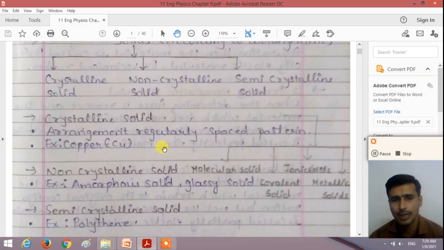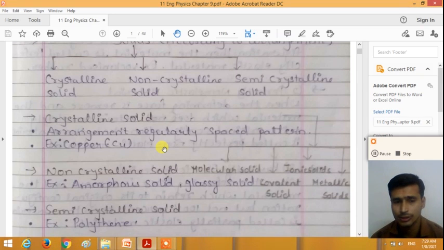So if the arrangement of the constituent particles is a regularly spaced repeated pattern, the solids are called the crystalline solids. For example, if you consider the crystal of the copper, you will find the regularly spaced array. The atoms of the copper are arranged in a regularly spaced pattern. So this type of solid is known as the crystalline solid, right? In the crystal of the copper, you will find in each corner of the cube one Cu atom. So it forms the crystalline structure.